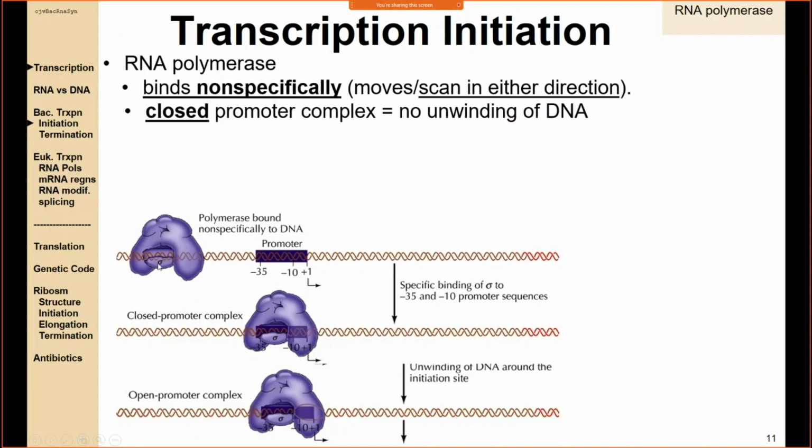So you can imagine if this binds and is scanning in either direction, if it scanned this way and then got to this key, the promoter section, now it knows, okay, I'm going to make the open complex and then I'm going to go in the correct direction.